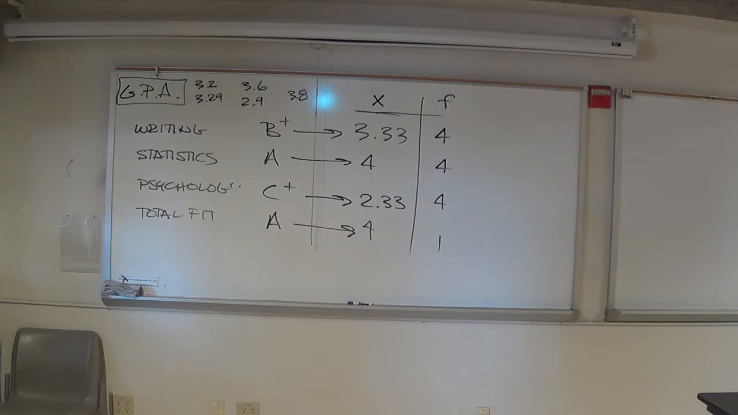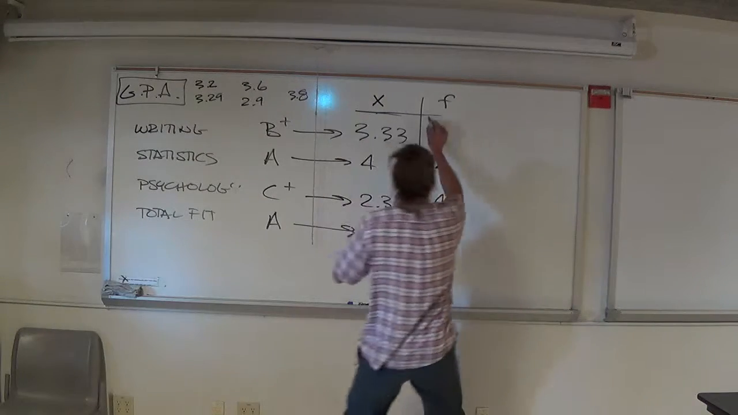Now we got what we got. I mean, we got the data, we got the frequencies. This is all we need to calculate what we're looking for, which is our X bar, or our GPA, right? We need to make our XF column, don't we?